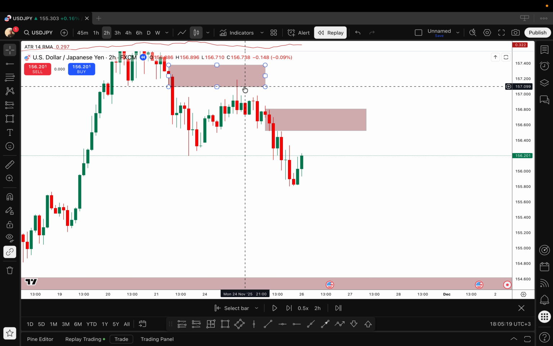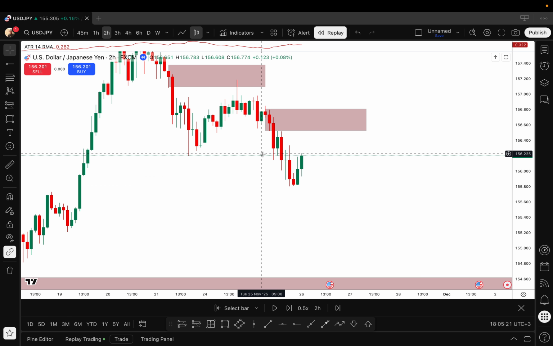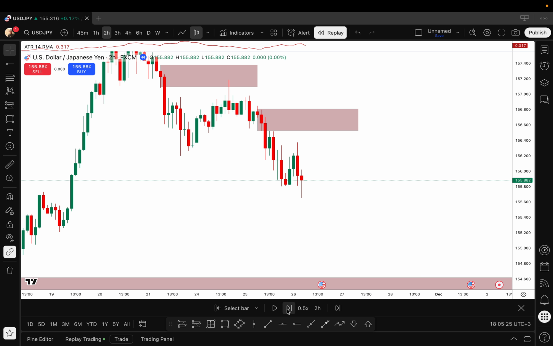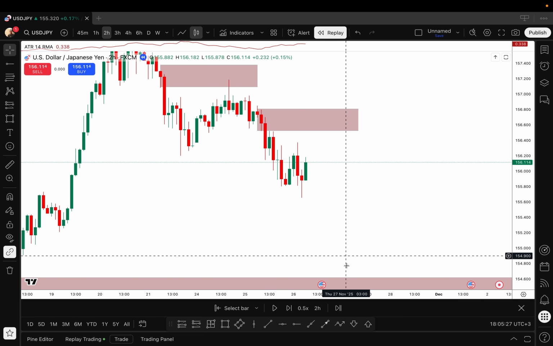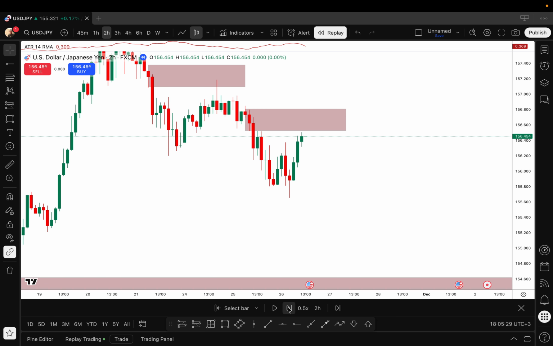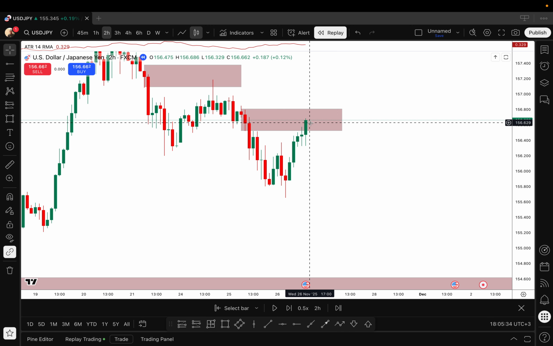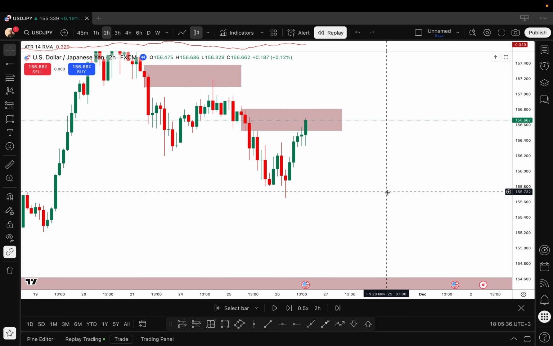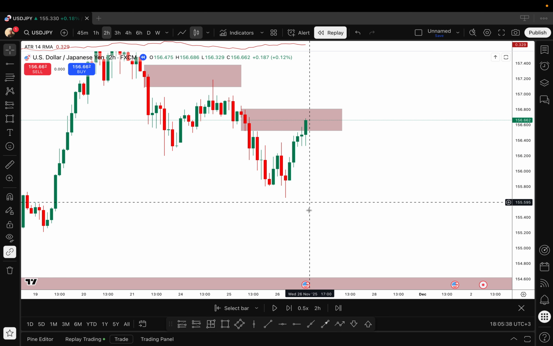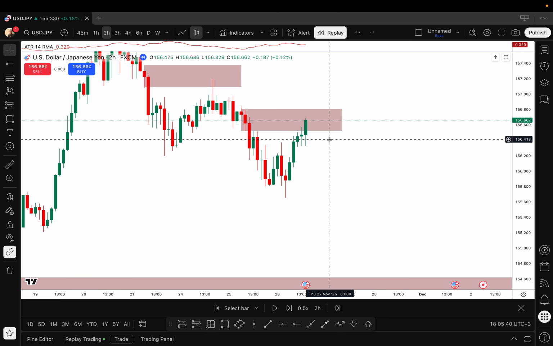But because I have a position running up here, I'm not bothered with whatever is happening. Let me just go and see what will happen next. It reacts from this zone and it starts to drop. No, it goes up to my zone and sits there comfortably, gives me a second entry.